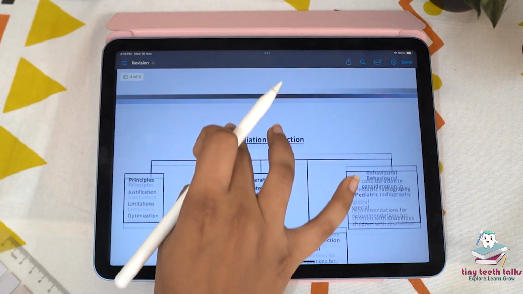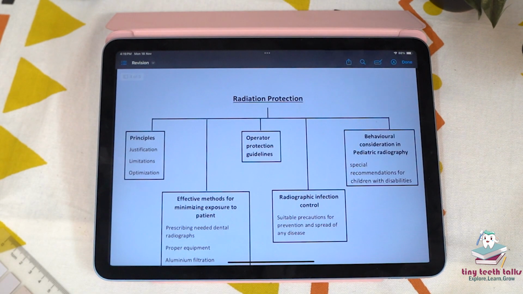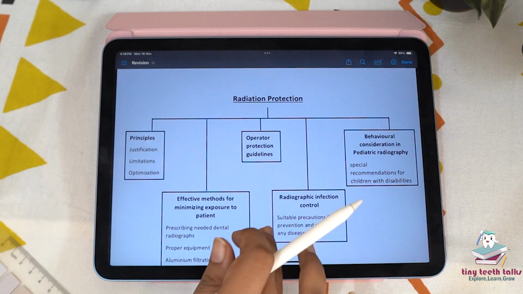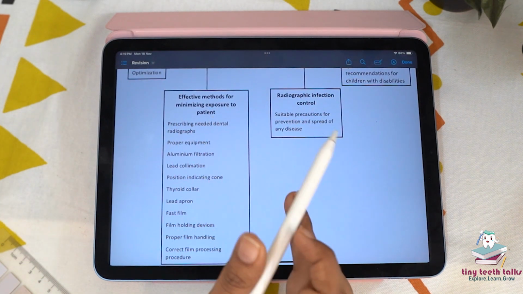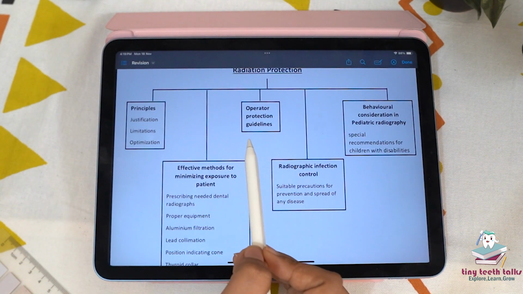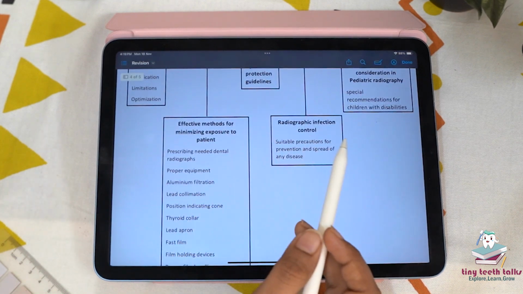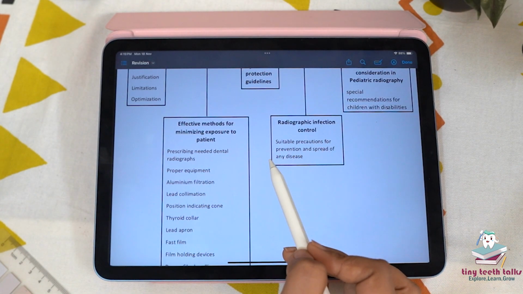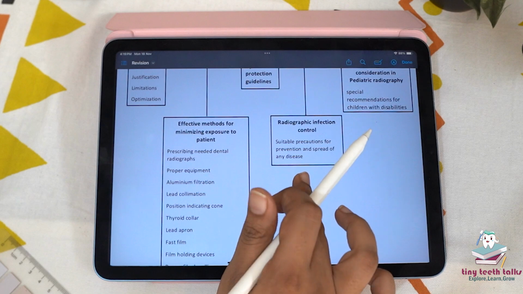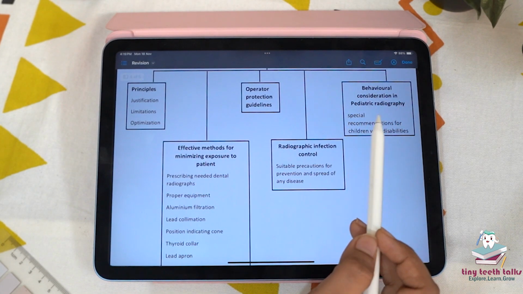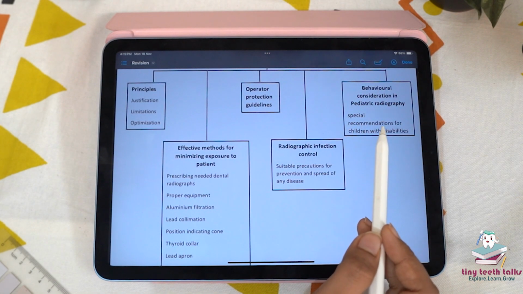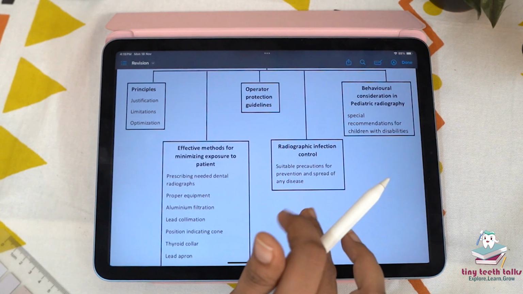Then one of the most important questions, which is radiation protection, starting with the three basic principles: justification, limitation, and optimization. Effective methods for minimizing exposure to patients, and operator protection guidelines. Then radiographic infection control includes suitable precautions for prevention and spread of any disease. Then behavioral considerations in pediatric radiography, with special recommendations for children with disabilities.